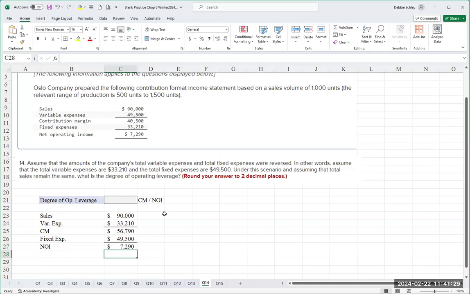So I did it right because look, my net operating income didn't change because all my numbers are still the same. They're just in a different order. So I'm going to take my contribution margin divided by my net operating income to get my new degree of operating leverage in this scenario.